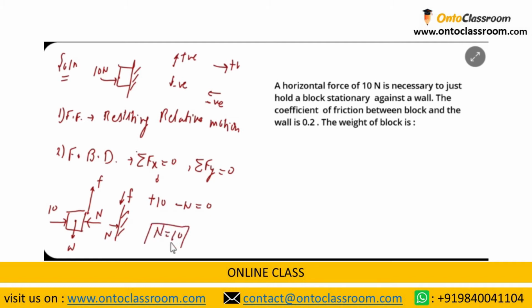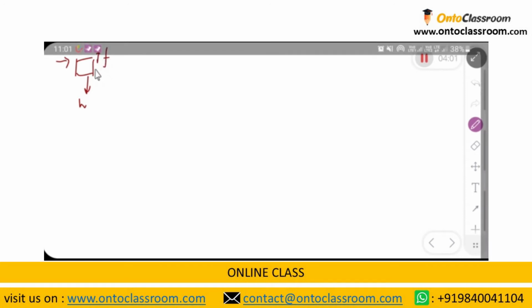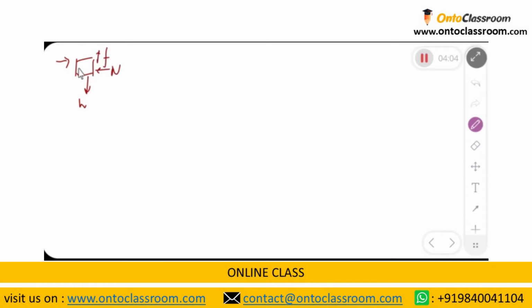Now you know N is equal to 10. You need to find the weight of the block. So let's see how you will find it. Now we need the summation of Fy. Let's make the diagram again: that will be the weight W, that will be the friction f, and that is N. This is the 10 Newton force acting here.